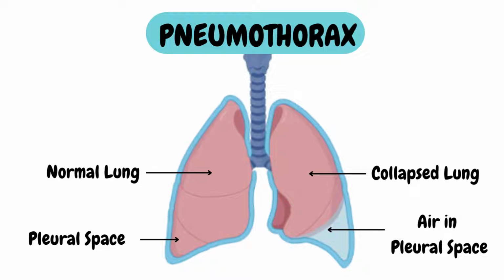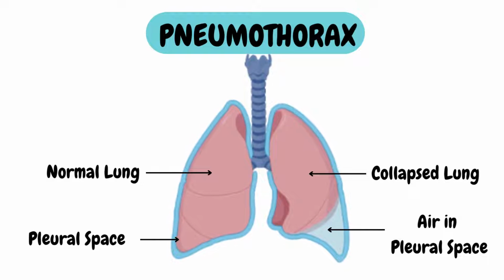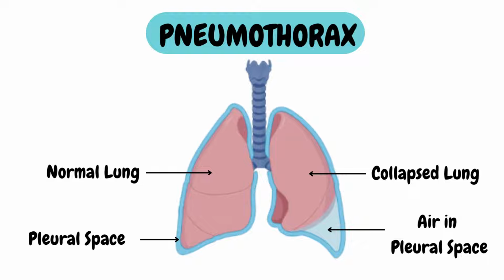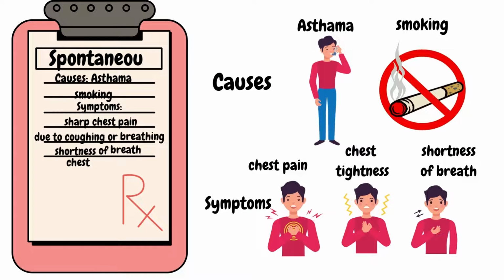Pneumothorax is an accumulation of air or gas in this space, which happens due to a hole that develops in the lung that allows air to escape. This condition is also known as collapsed lung. There are two types. Spontaneous pneumothorax is caused by any underlying lung disease like asthma, or also by smoking. Symptoms are sharp chest pain due to deep breathing or coughing, shortness of breath, and chest tightness.